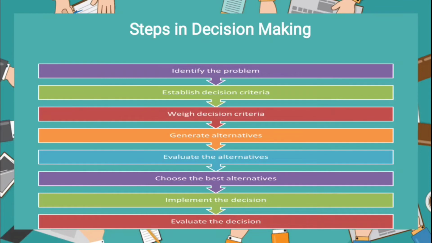After evaluating all the alternatives, we need to choose the best alternative based upon the decision criteria that we have already set. Then we need to implement the decision after choosing the best course of action, and after implementation we need to evaluate the effectiveness of the decision. So these are the 7 steps involved in decision making. Now let's understand the different types of decisions.